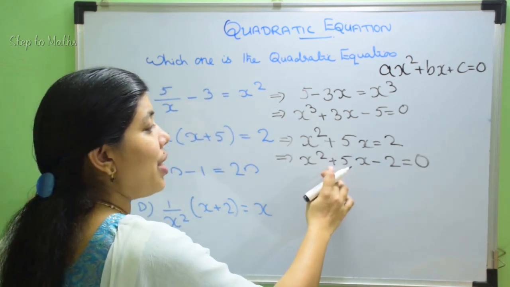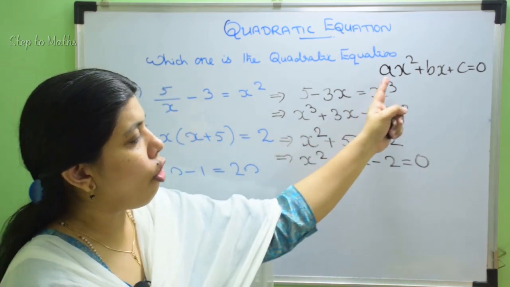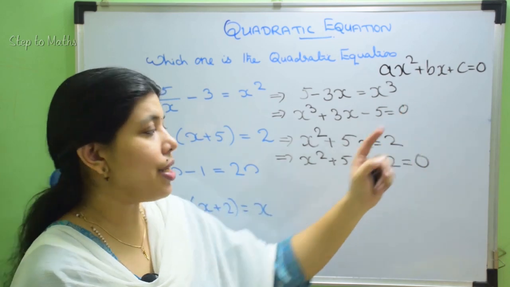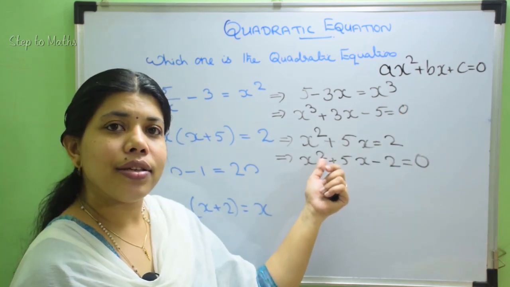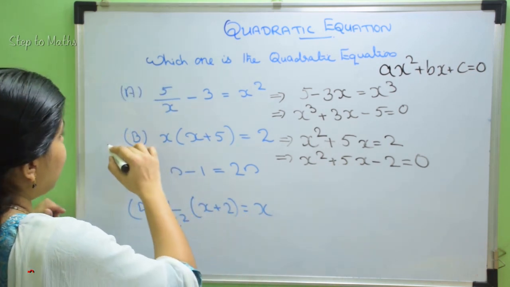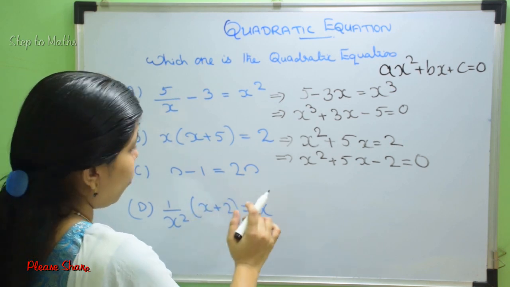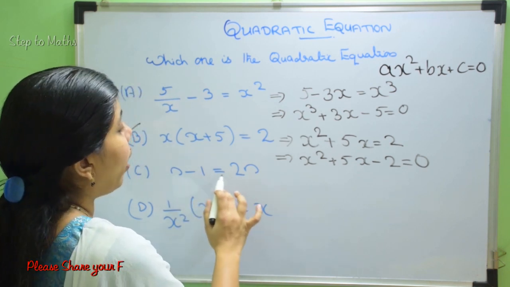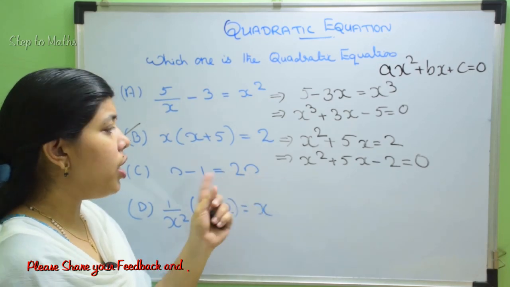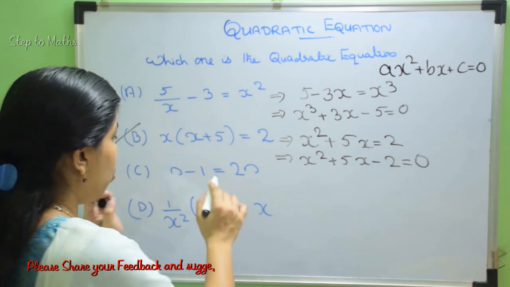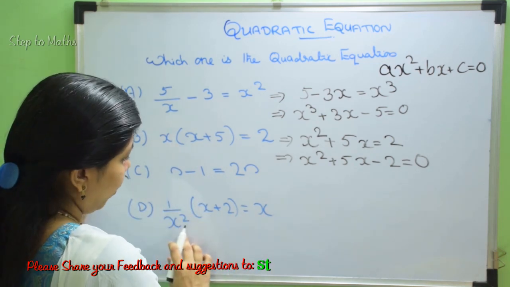x square plus 5x minus 2 is equal to 0. This is in the form of ax square plus bx plus c is equal to 0. Here the variable is x and its highest power is 2. That means this equation is a quadratic equation. Consider the remaining equations also. n minus 1 equal to 2n. Here the highest power of the variable n is 1. So we can say that this equation is also not a quadratic equation.